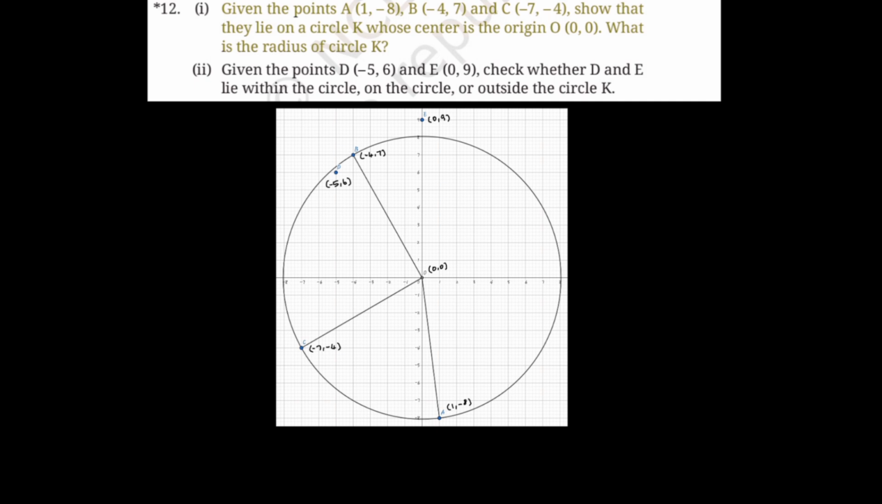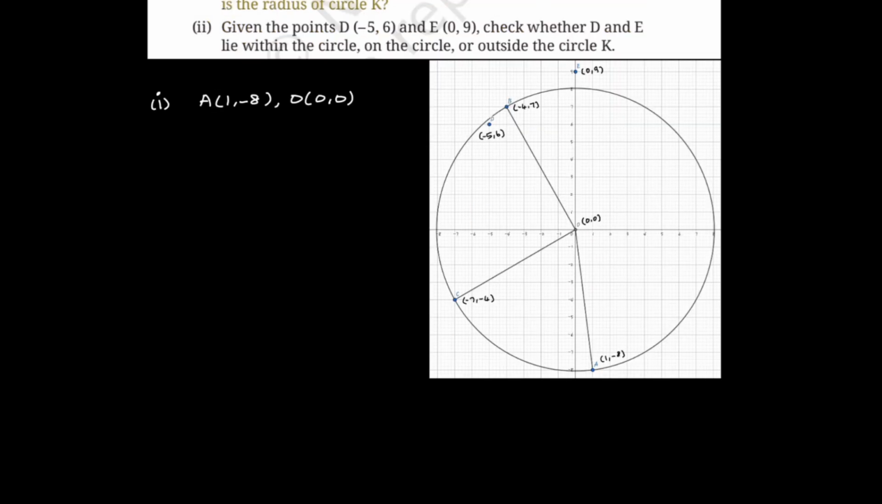So we can prove this statement by using the distance formula. We can find the distances AO, BO and CO. If all the distances are equal, then that is the radius of the circle, and all 3 points lie on the circle. We can find the distance of AO first by using the distance formula. Already we know the formula. So we found the distance of AO. The distance of AO is square root of 65.